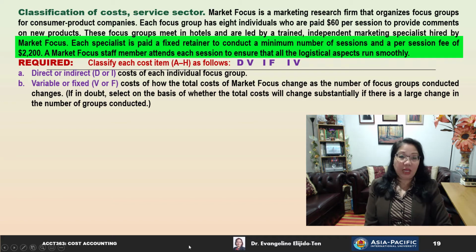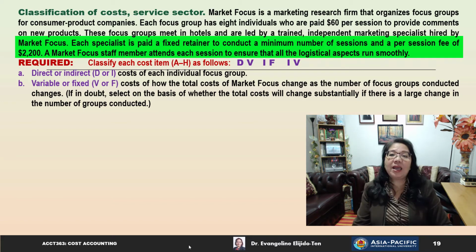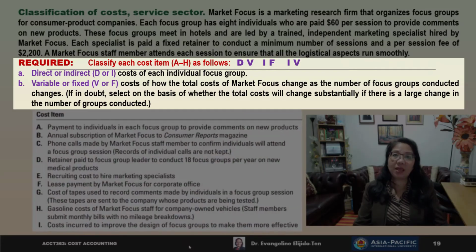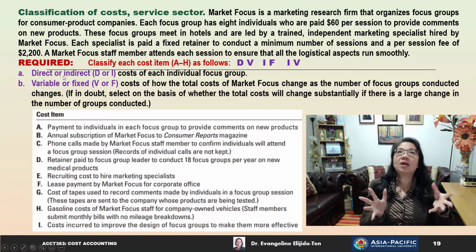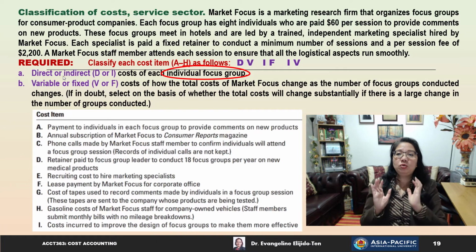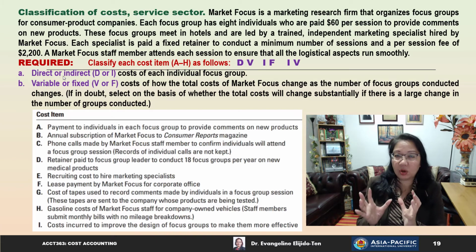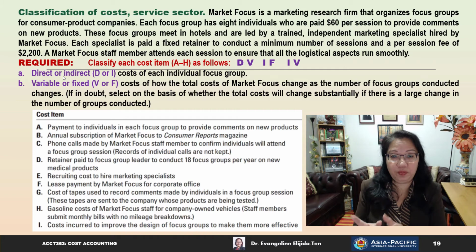We are required to classify each of the cost item A to H, all right, either as direct or indirect. And it says here that our cost object would be the focus group, all right. When we are classifying the cost either as direct or indirect, we need to look at the cost object being the focus group. All right.